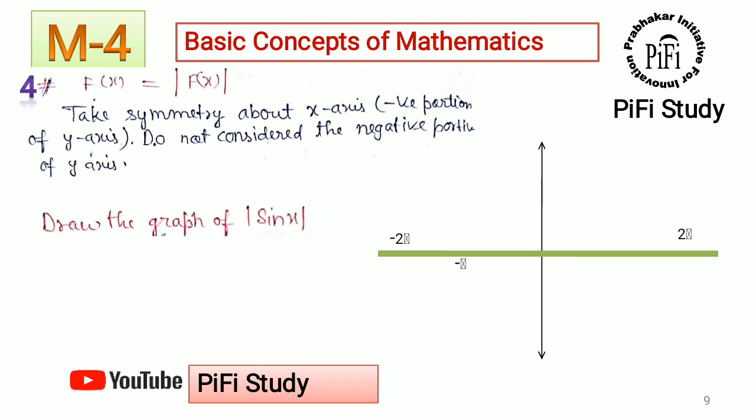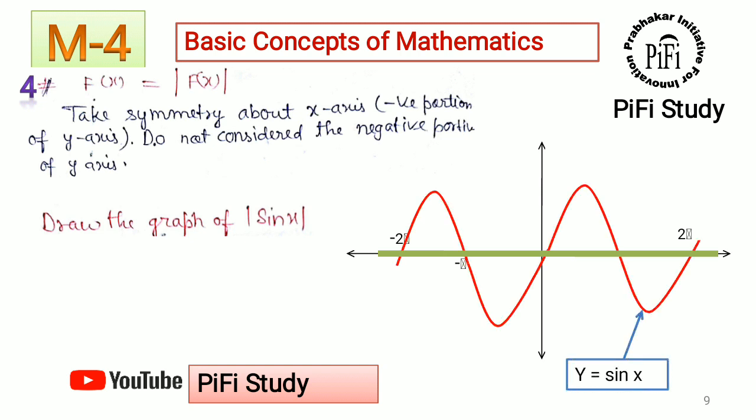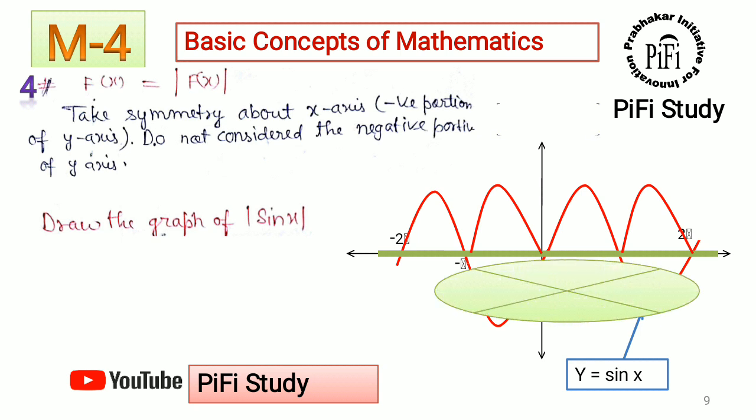So first, if you need to draw the graph of mod sin x, then first draw y is equal to sin x. Then take the symmetry of only the negative portion, which is on the negative side of this plot. So if you take the symmetry, then you will get the graph like this. Then remove the negative portion on the y-axis in this way. So from the remaining plot, you will get the plot of y is equal to mod sin x.